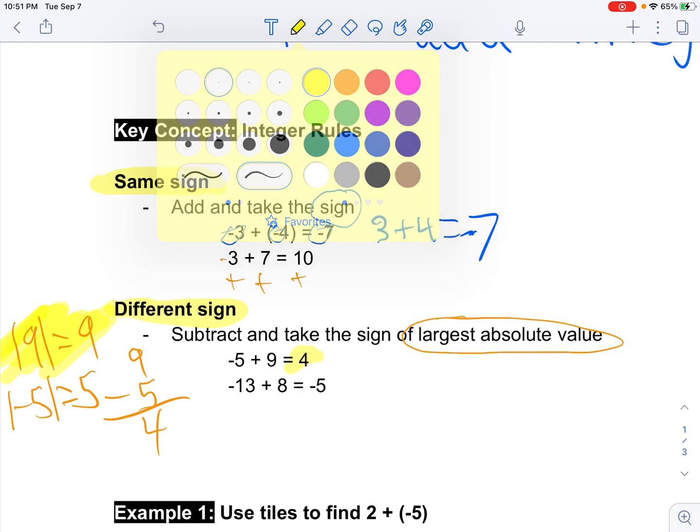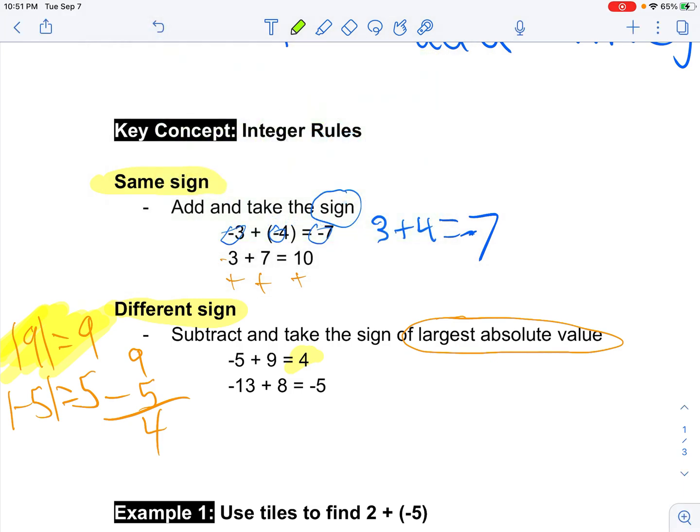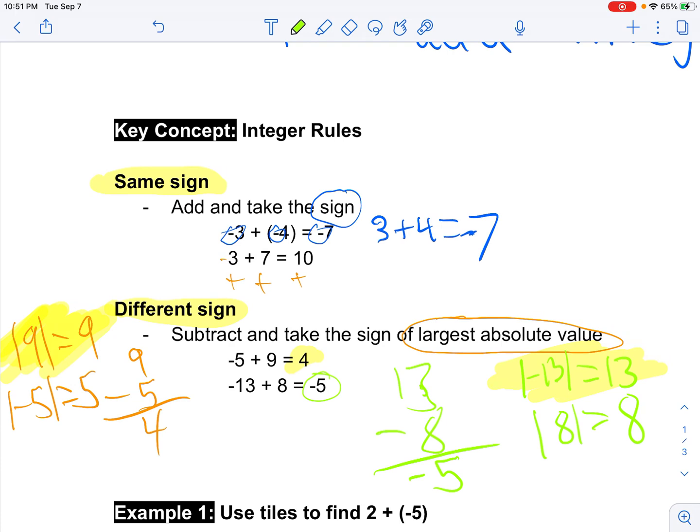But if I do it in the second problem down below, let's get a different color. I'm going to take my larger number on top, 13. I'm going to subtract 8. 13 minus 8 is 5. However, I have to compare: what's the absolute value of negative 13? It's 13. What's the absolute value of 8? It's 8. Since the absolute value of 13 is bigger and that's a negative number, we know that our answer has to be negative 5.